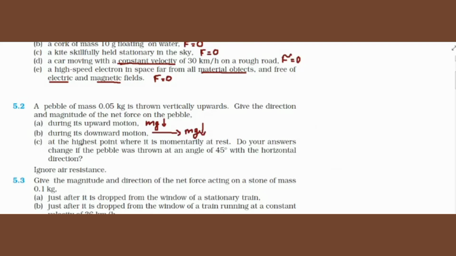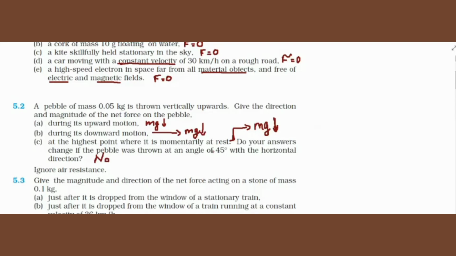Then at the highest point, when it is momentarily at rest, that time also gravitational force is acting on the object. So the answer is mg downward. Gravitational force mg down. Then does your answer change if the pebble was thrown at an angle of 45 degrees with the horizontal direction? When it has been thrown at an angle, its weight is still acting vertically downward. So there is no change in the answer.